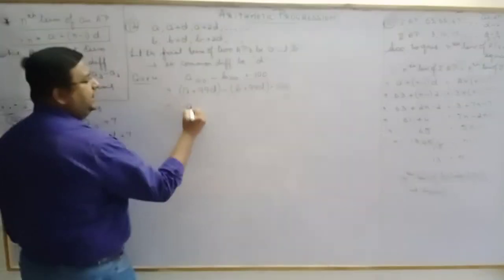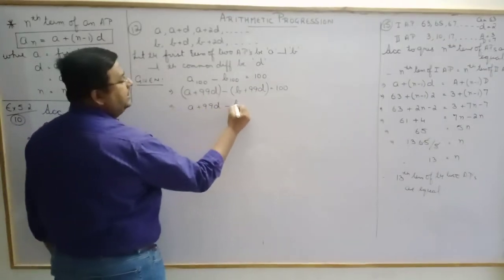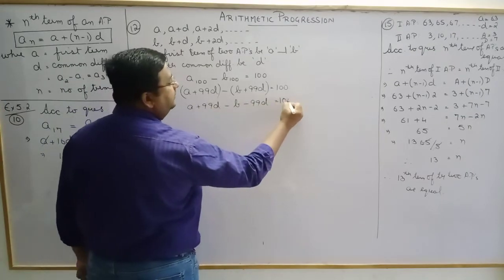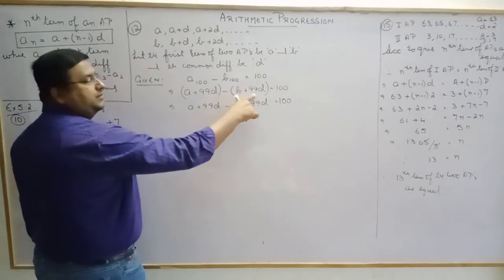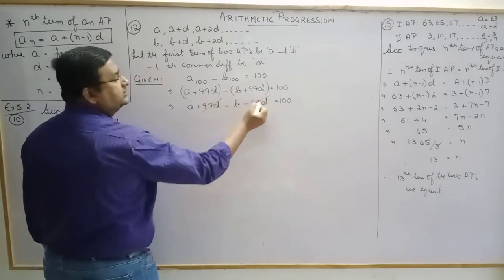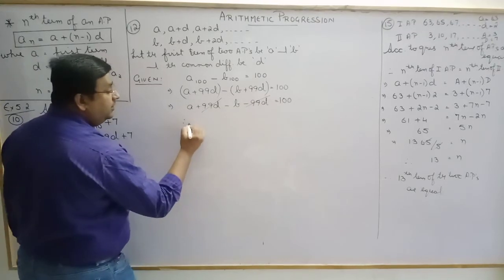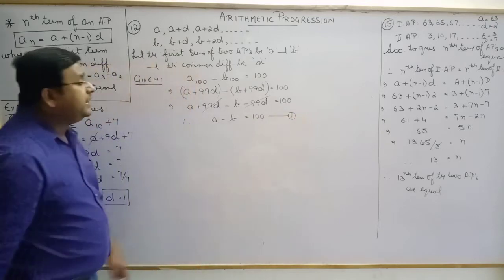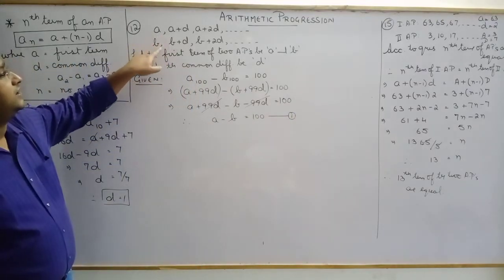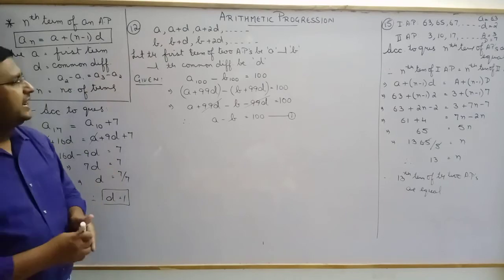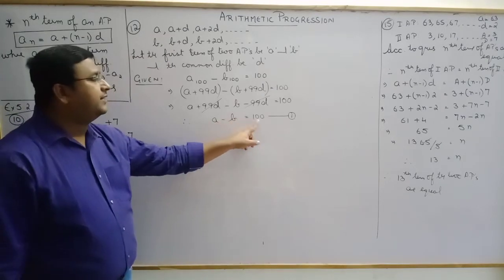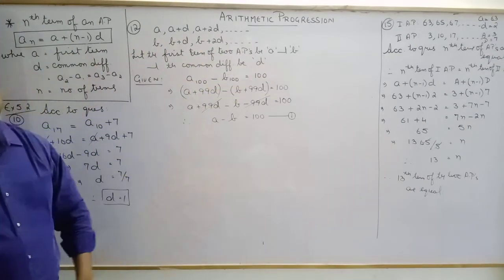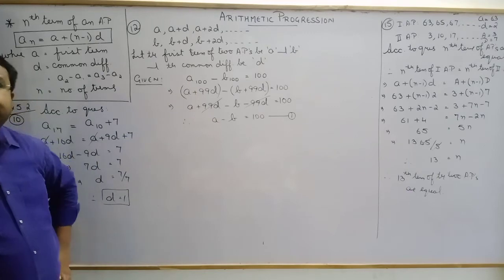Open the bracket. A plus 99D minus B minus 99D is equal to 100. Minus is multiplied. Plus 99D minus 99D cancel. What do I get from here? I get A minus B is equal to 100. What is A minus B? A and B are the first terms. That means the difference between their first term is 100 and the difference between their 100th term was also 100. This was given and this we have calculated.